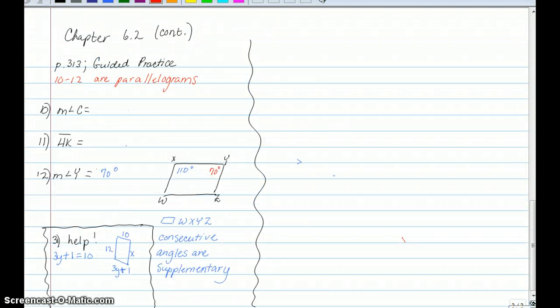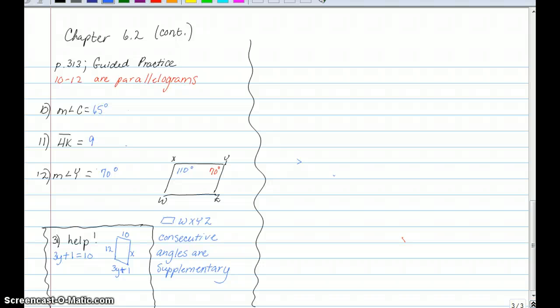Now, we're going to continue on with the guided practice. So we've got page 2, this is continuing on page 313, guided practice. 10 through 12, you're told that they are all parallelograms. Numbers 10 and 11 are quite simple, so you can figure that out on your own really quickly. As soon as you're done, pause the recording.